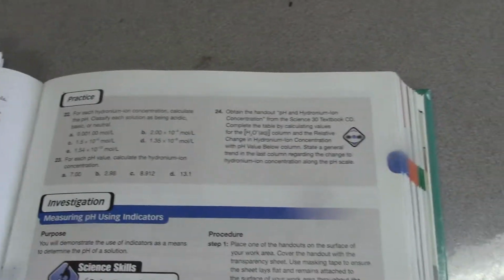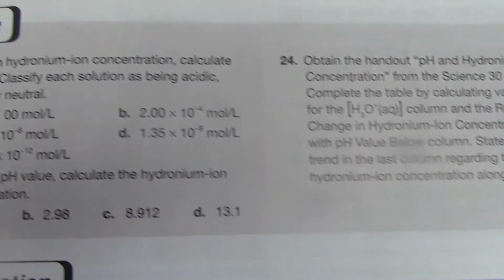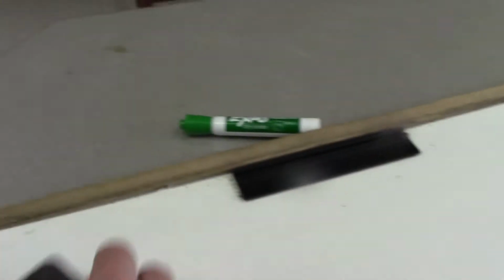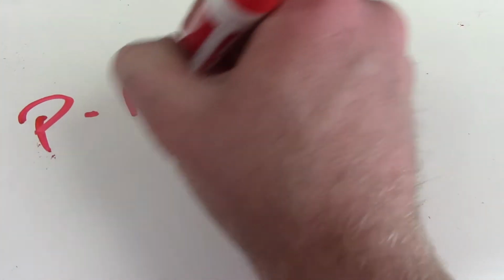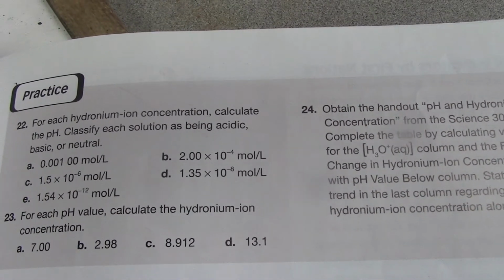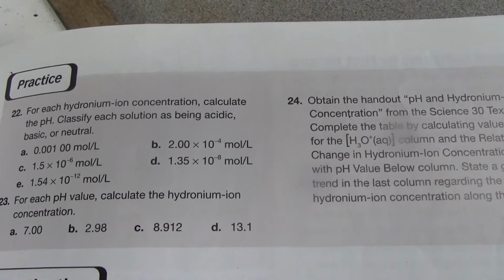So I'm going to do a couple of textbook questions for you. This is page 183, questions 22 and 23. And there are more practice questions at the end of this unit for you. So let's look at some of these questions here. Page 183, number 22 says, for each hydronium ion concentration, calculate the pH.